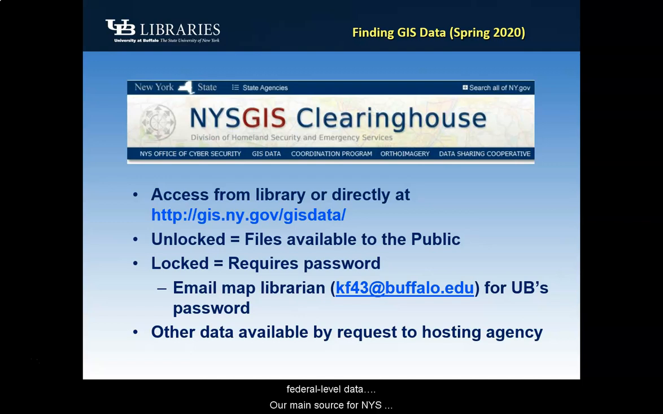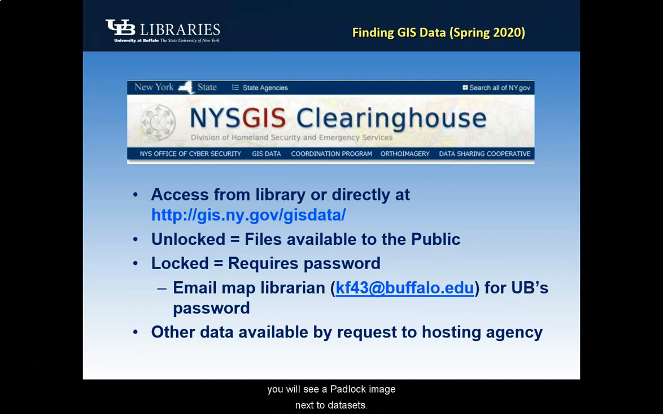Alright, moving away from federal level data. Our main source for New York State data is the New York State GIS Clearinghouse. This can be accessed via the link on our guides or directly through the URL listed here. You do not need to click this from a library website.